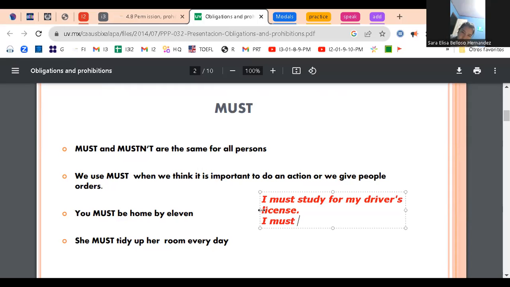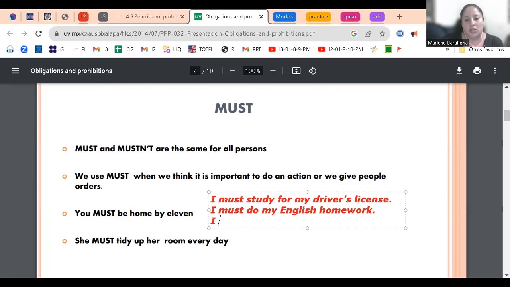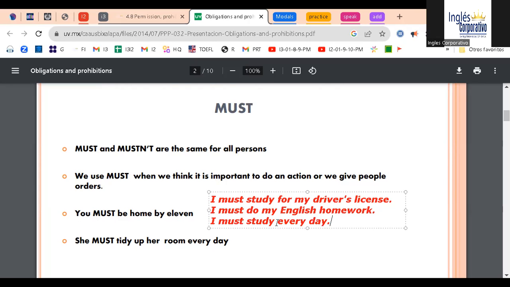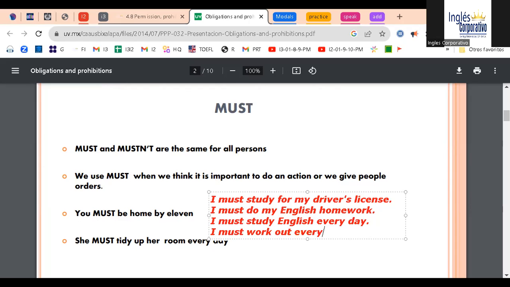I must do my English homework. Yes, right. I must do my English homework. Okay. Anybody else? Jenny, something else? What is something that you must do? I must study English every day. Okay. I must work out every day. Well, you know, I'm also thinking about it, but I don't do it, but I must.